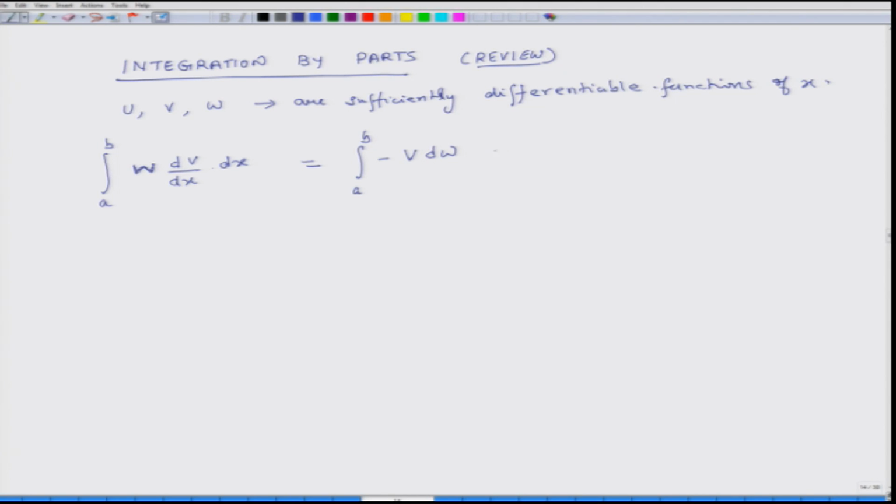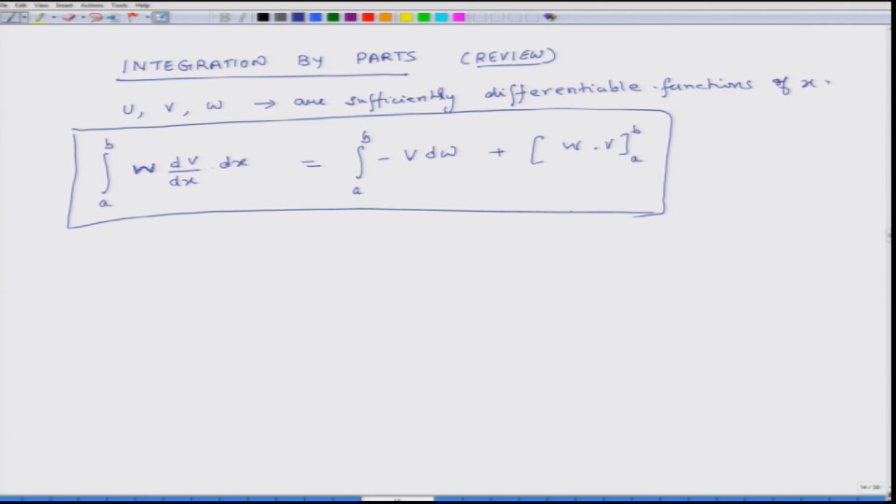So, this is v times dw plus the function w. So, w's and v's are functions, they are not constants. Strictly speaking, I should have written it like this, but for purposes of brevity, I am not writing it. So, w times v in the limits a to b. This is the final answer. How do we get it? We will review it. Proof. And this is a very important thing, at least in the context of FEA.